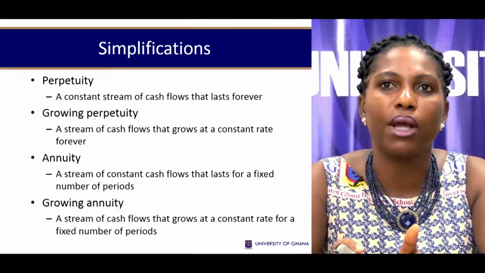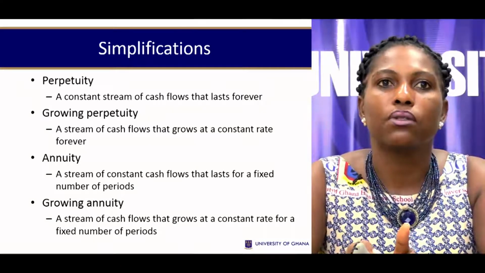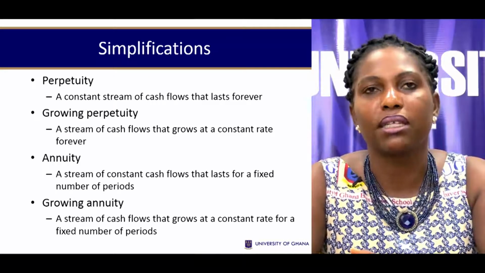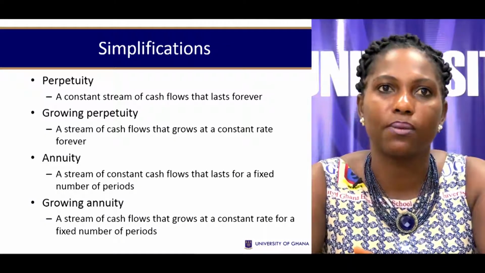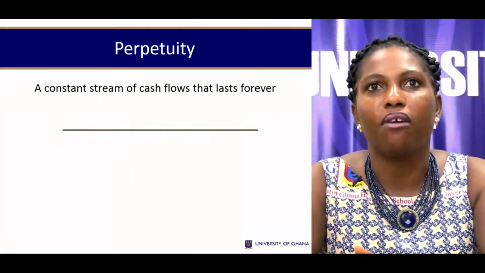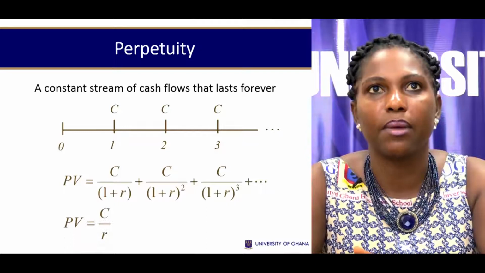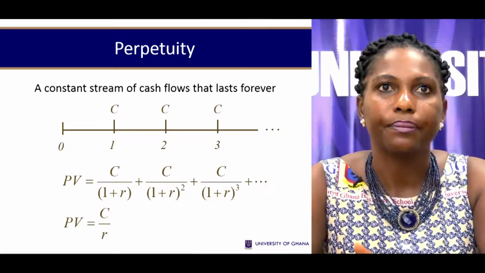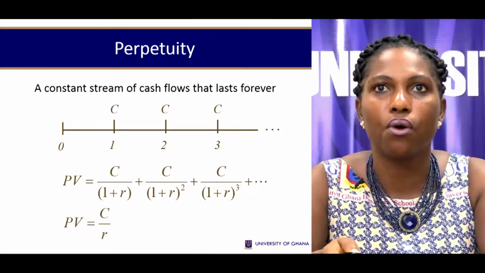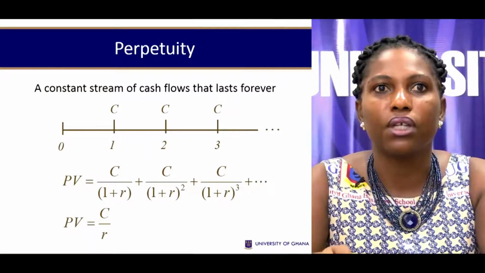At every point, the previous amount grows by a constant rate for that fixed number of periods. So we refer to that as what? A growing annuity. And this has a way of being measured. So now let's look at an example. Look at the perpetuity first. Perpetuity means that constant payment that doesn't grow into the indefinite future.